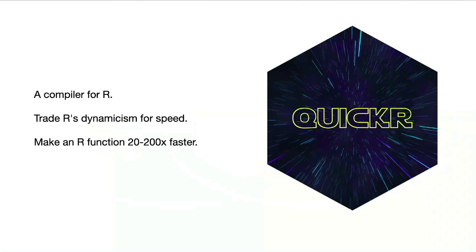So that is essentially it. Quickr is a compiler for R, lets you trade R's dynamicism for speed for just the context of a single function. You don't have to learn a whole new language, and it's a way to make your R code run faster. So, thank you.